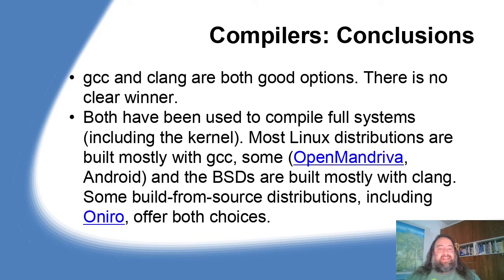So, conclusions: GCC and Clang are both good options. There's no clear winner. Both have been used to compile full systems, including the kernel. Most Linux distributions are built mostly with GCC. Some of the BSDs are moving towards building mostly with Clang. Pretty much every distribution I've seen makes both compilers available. Some built-from-source distributions, like Huawei's IoT distribution or Nero, offer both choices for building the entire system.